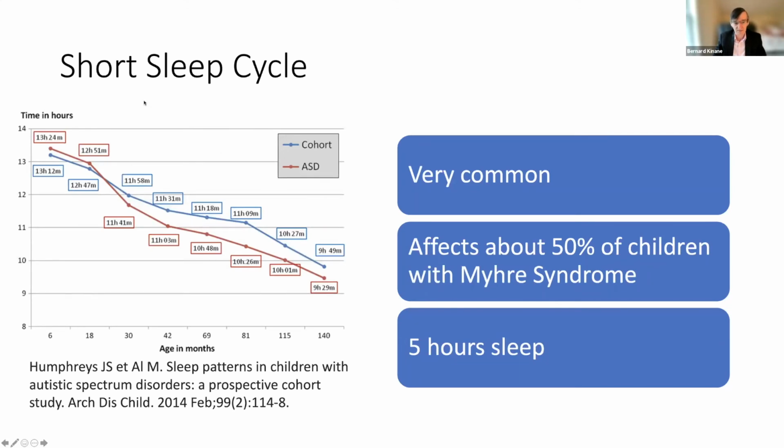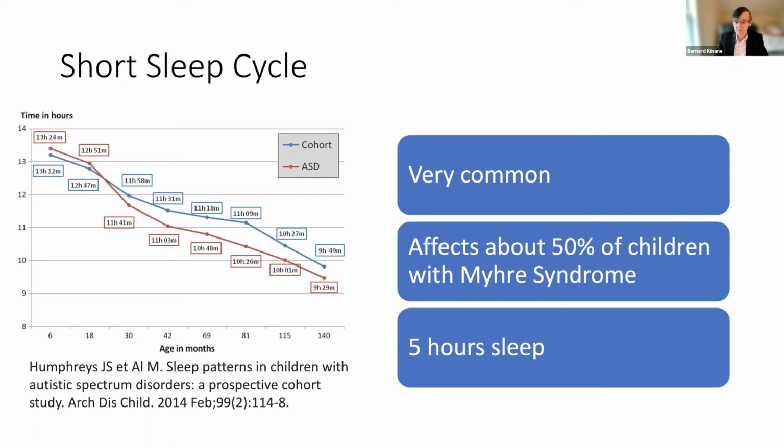Now, what we call sleep cycle. There's a study from England by Humphreys which looked at autism and how long patients with autism sleep. They're in the red line here, and you can see autism patients sleep shorter than regular kids. What's even more strange is that 50% of patients with autism have a short sleep cycle, meaning that's how much time you sleep, it's very short.